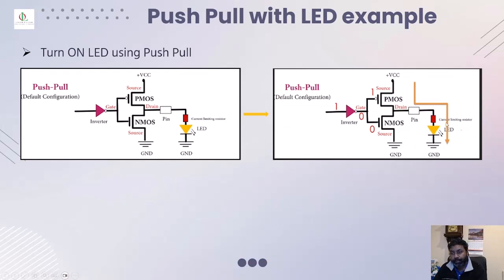The current limiting resistor: you send 1 through and the PMOS gets active, so it's coming through. Say if it is 5 volts, it's 5 volts, and this resistor will limit it and only allow what is required for the LED to be on.